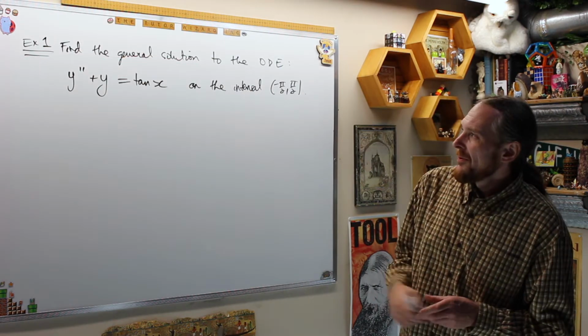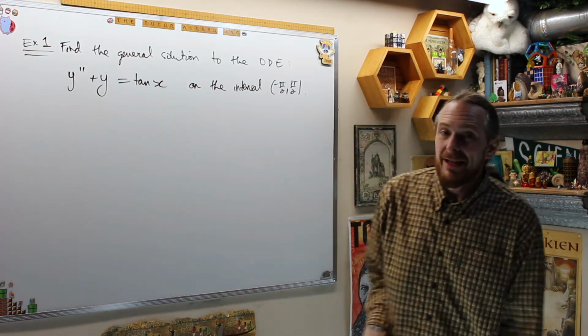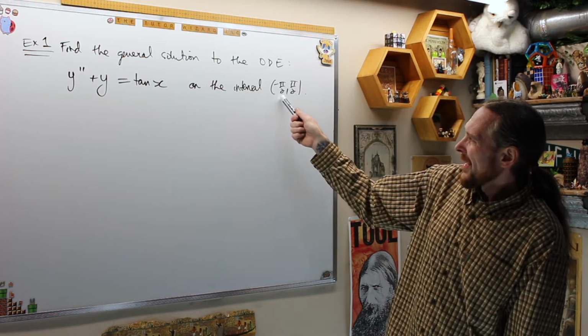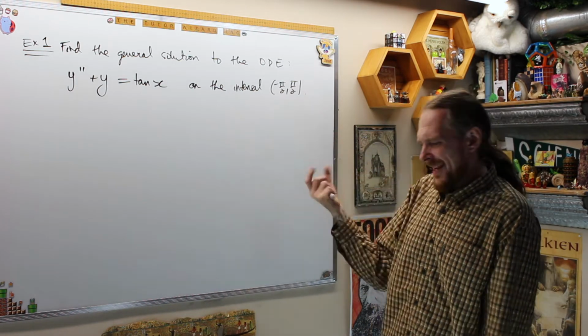Let's try this. We're going to find the general solution to the ordinary differential equation y prime prime plus y equals tan of x on the interval negative pi over 2 to pi over 2. Don't worry about the interval for now. We're going to use it to show that my inside function is positive.